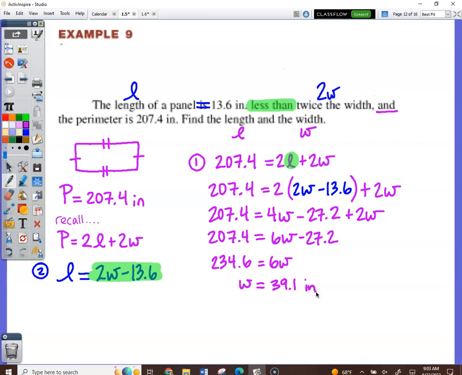Did you solve it and get 39.1? Did you get that? Yeah. So if the width is 39.1, you would plug that in right here to get the length.